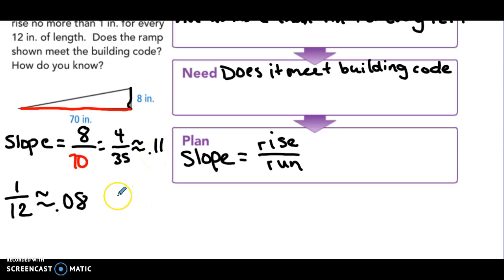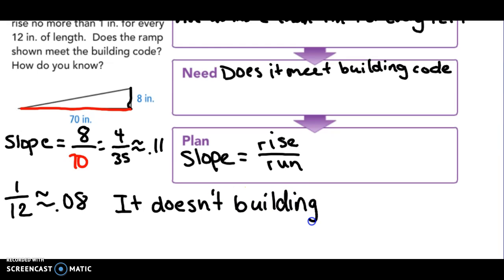So that means that it doesn't meet our code. Doesn't meet the building code. Because the fact that our slope for our ramp is going to be higher than what they said our ramp could be. So that's it, guys.